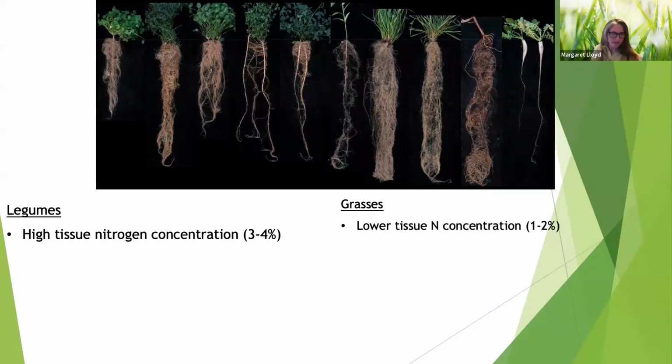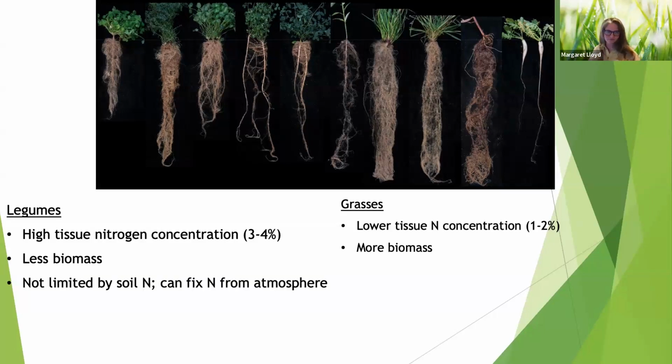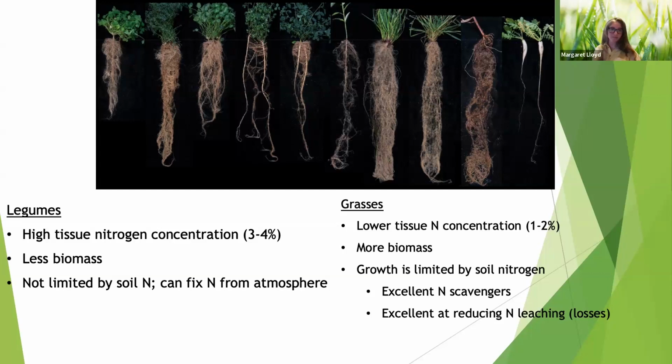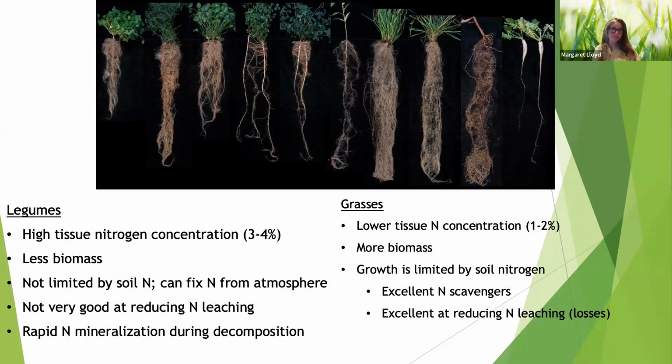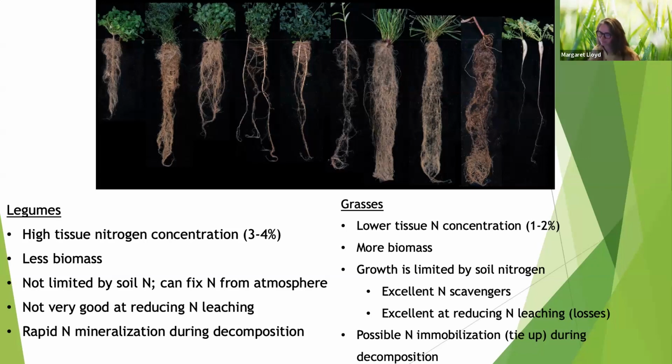So in summary, the legumes are going to have higher tissue nitrogen concentrations compared to your grasses. The legumes are going to produce less biomass compared to your grasses. The legumes are not limited by soil N because they can fix nitrogen from the atmosphere, whereas the grasses are limited by your soil N, but they are excellent nitrogen scavengers and they reduce nitrogen leaching potential. The legumes are going to mineralize more rapidly during decomposition, whereas the grasses may immobilize during decomposition.